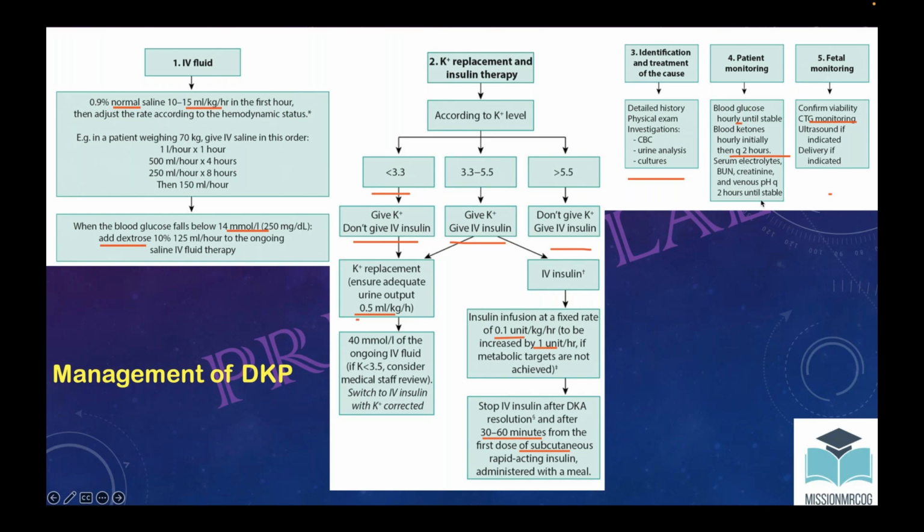Fetal monitoring, what will we do? We'll do either a scan or CTG, and depending upon the whole patient scenario, it will be decided whether delivery is required or not. So this way the management of diabetic ketoacidosis is done.